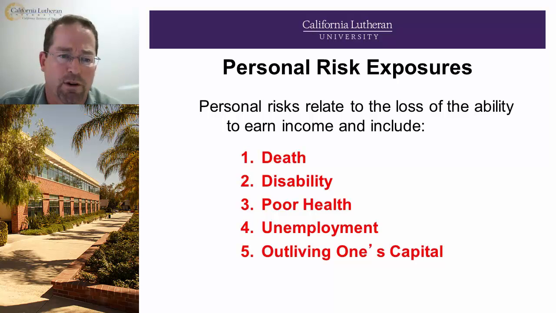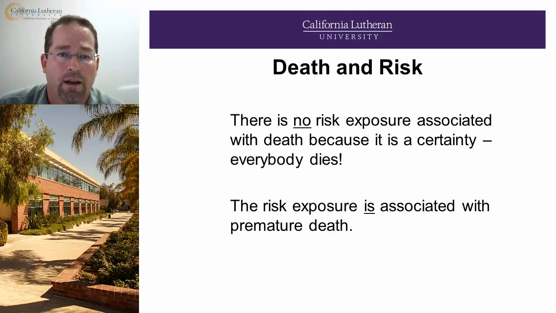Some personal risk exposures. Personal risks relate to the loss of ability to earn income, and they also include death, disability, poor health, unemployment, and outliving one's capital. Regarding death and risk, there is absolutely no risk exposure associated with death because it is a certainty. We will all die at some point. The risk exposure is associated with premature death, dying when you're in your peak income earning years, for example, and the adverse impact to your family.